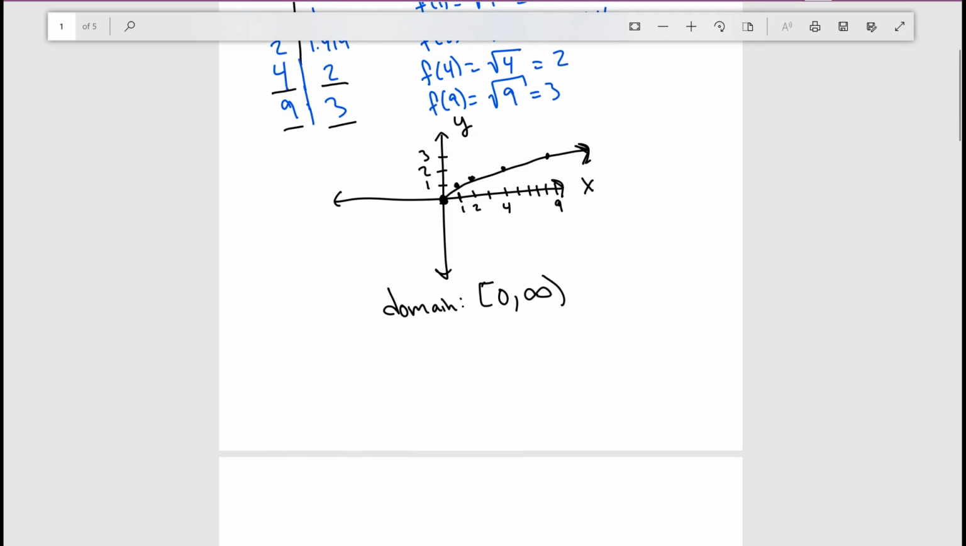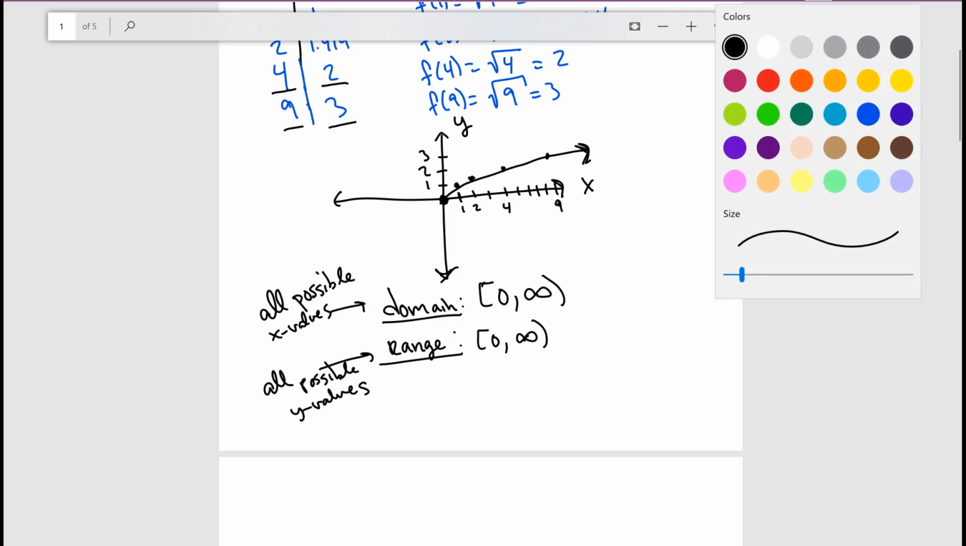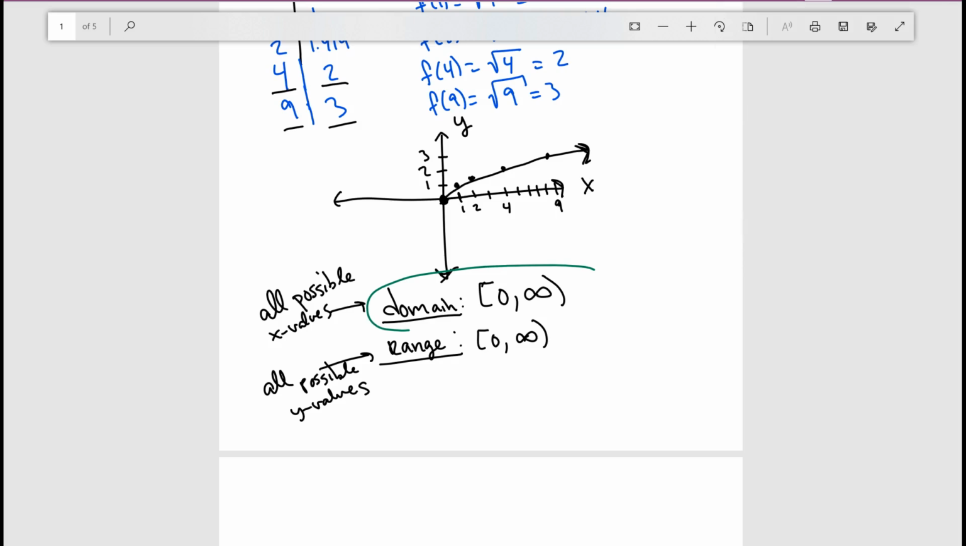Now we do have something else called the range. So let's say we wanted to figure out what the range was. If the domain is all possible x values, what do you think the range is going to be? Well, the range is just going to be all possible y values. What is the lowest y value? If we were going up and down, the lowest y value is 0, and then it's going to go to infinity. You don't really need to worry so much about the range. I'm not really going to emphasize it much on exams, but I do want you to know the domain.